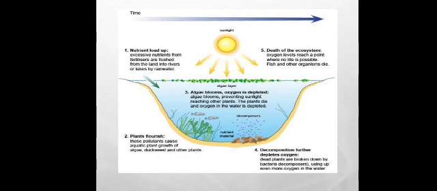Then in the next step, the death of the ecosystem, the oxygen level reaches a point where no life is possible. Fish and other organisms die due to lack of oxygen. And due to this dead decayed material, the sediment level increases and the total water system is disturbed.